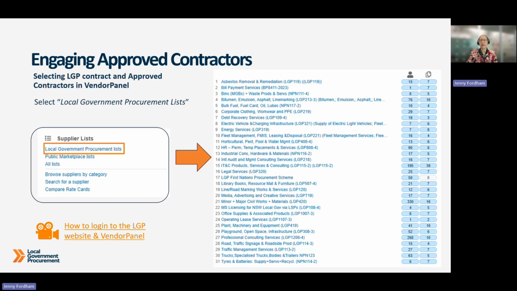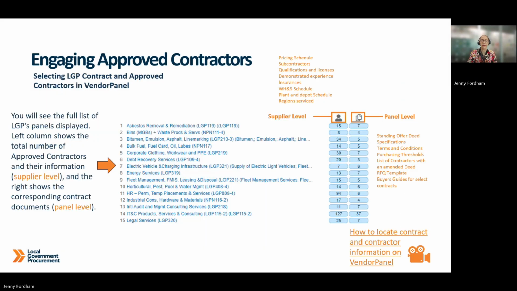Now let's take a look at VendorPanel. On the home screen, you'll see a small graphic like this one on the left. If you click on local government procurement lists, it will open up a list of all the LGP contracts on offer. If you click on the contract name, you'll be taken to the contract information page.